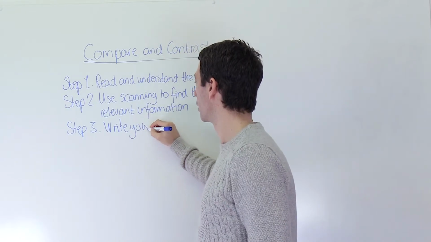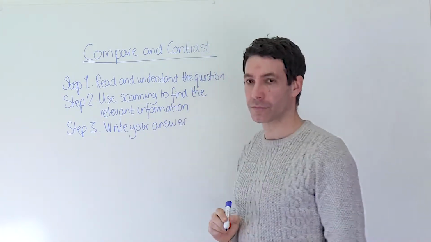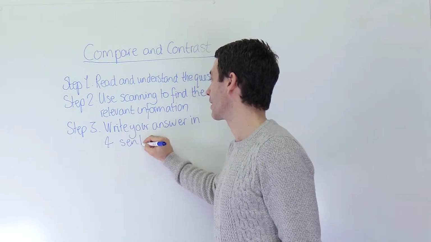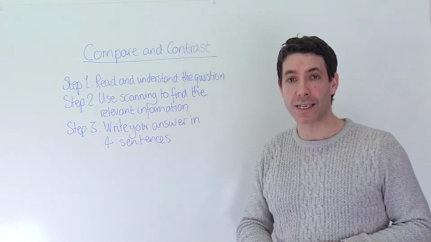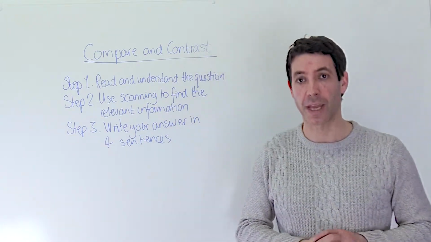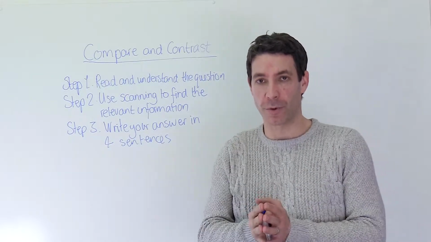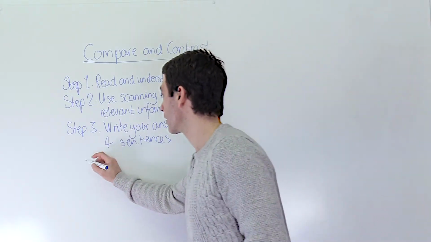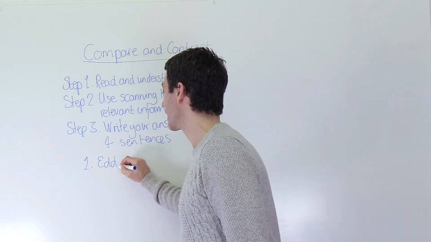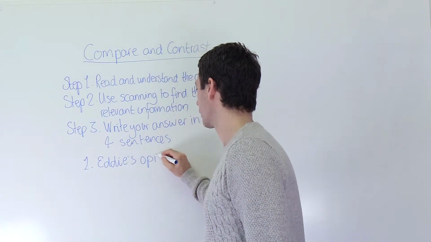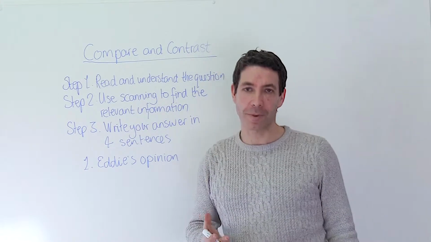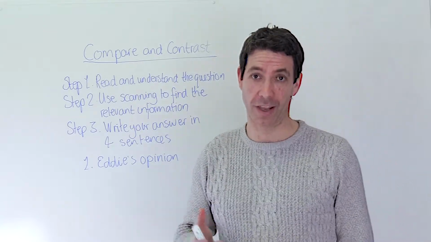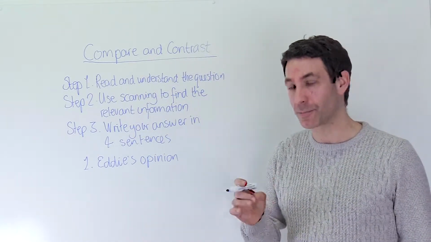Write your answer, obviously, but we're going to write the answer in 4 sentences. Now, mostly the compare and contrast question carries 4 points. So in order to get all those 4 points, we need to give 4 pieces of information, and this is how we'll do it. The first sentence will involve giving Eddie's opinion. And it's going to be his opinion on the importance of obtaining travel insurance, not his opinion on the value of Kentucky Fried Chicken over Subway sandwiches. Remember, they want this specific information.